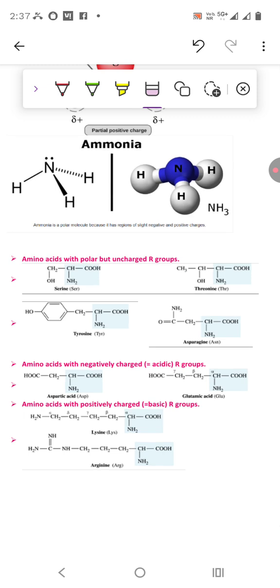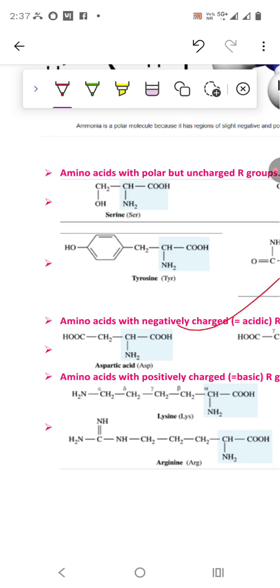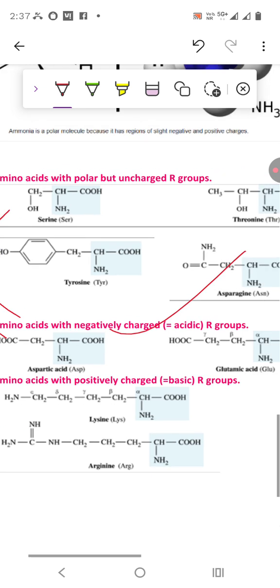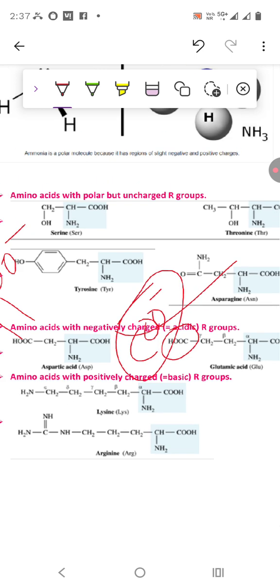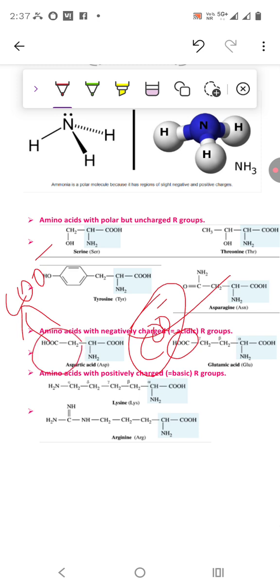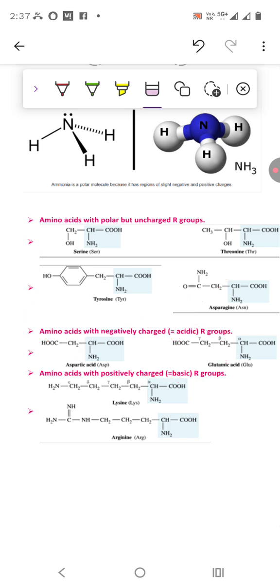Next, amino acids with negatively charged side chains. Negatively charged means here COO minus is there. Here also COO minus is there. That's why negatively charged R groups. This is the R group, this is negatively charged. This is the R group, this is negatively charged. You just need to write those examples only. Structures are not necessary in the classification part.